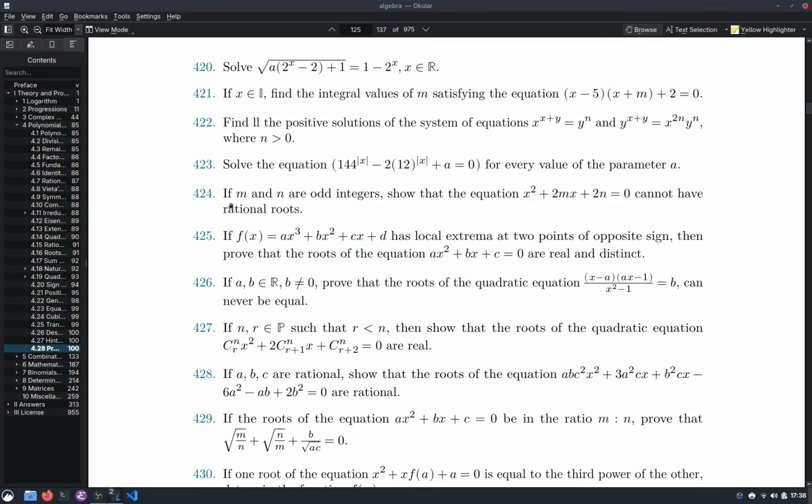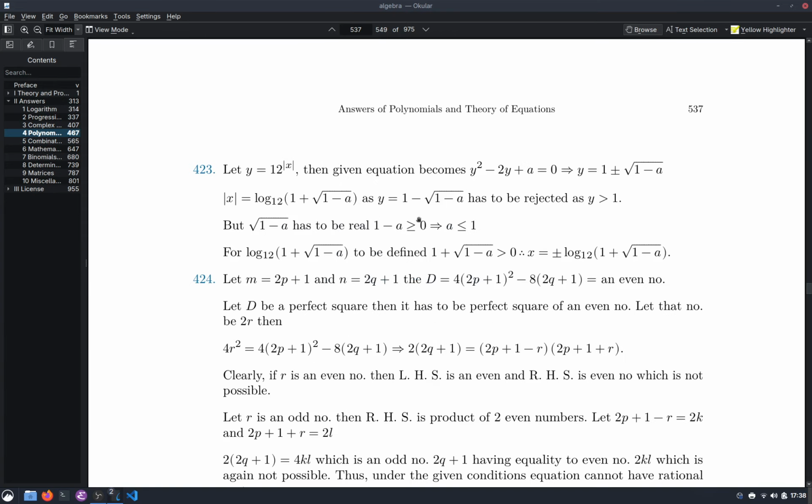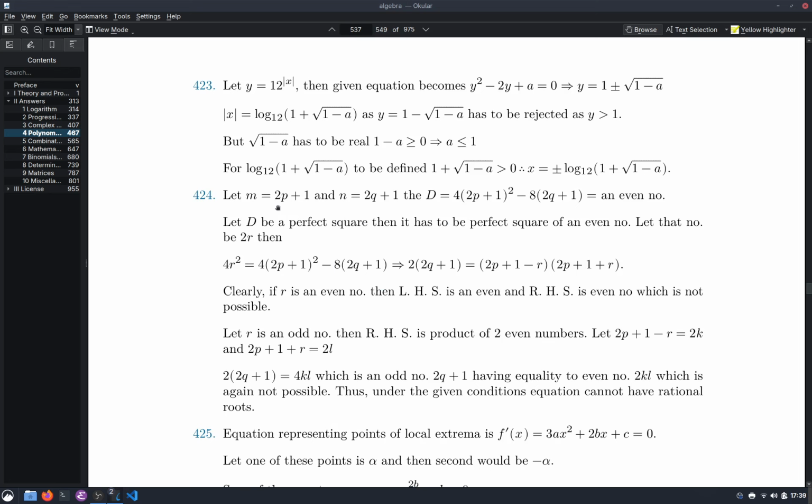Question 424 says that if m and n are odd integers, show that the equation x square plus 2mx plus 2n is equal to 0 cannot have rational roots. So what we do here is we put m is equal to 2p plus 1 and n is equal to 2q plus 1. Then our discriminant becomes 4 into (2p plus 1) whole square minus 8 into (2q plus 1), which will be an even number because 4 is multiplied here and 8 is multiplied here. It is an even number. Now if d is a perfect square, then it has to be the perfect square of an even number. Let that number be 2r.